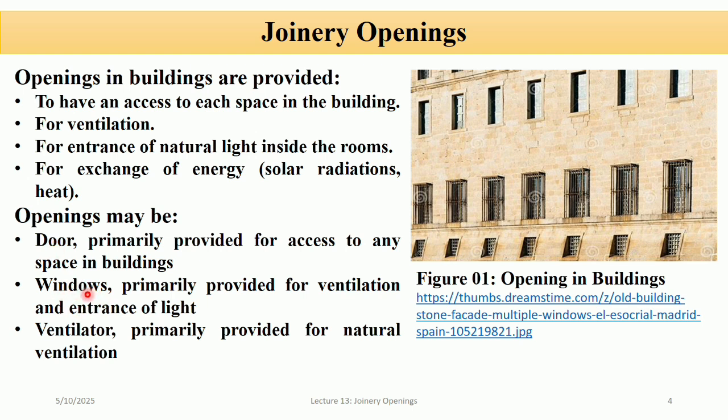The primary purpose for providing a window is light and ventilation, and it can be operable or fixed, and comes in various designs to suit functional and aesthetic needs. And ventilators are usually smaller openings located near the ceilings that allow warm, stale air to escape, facilitating natural ventilation and improving air circulation without compromising privacy or security. So well-designed openings are vital for a building's functionality, environmental performance, and comfort.